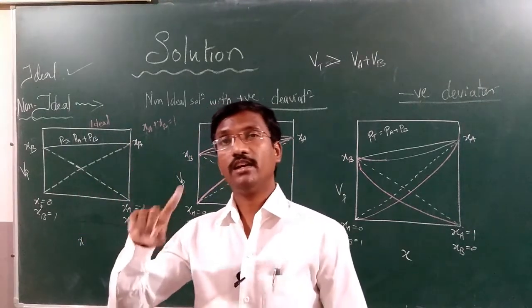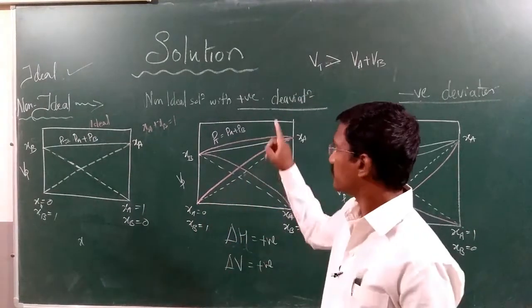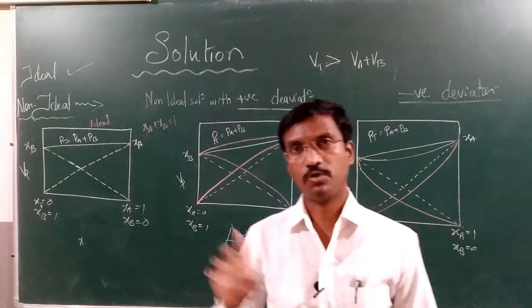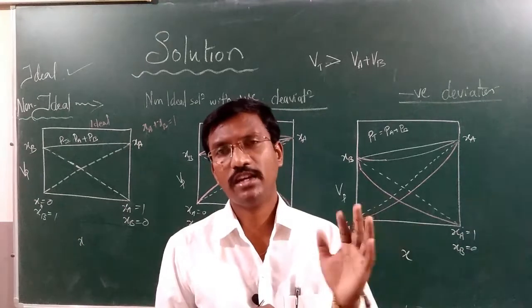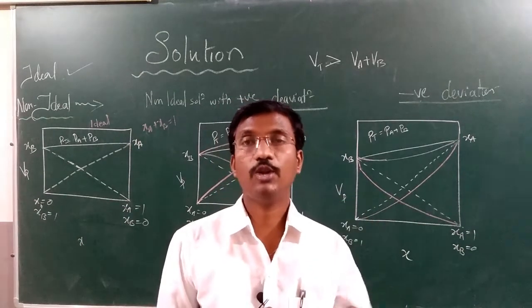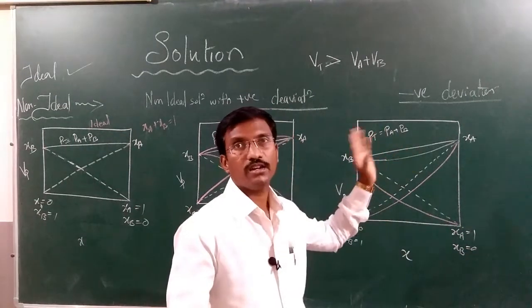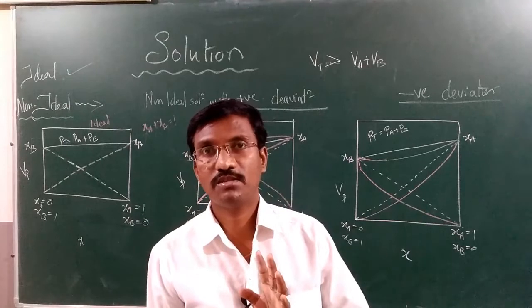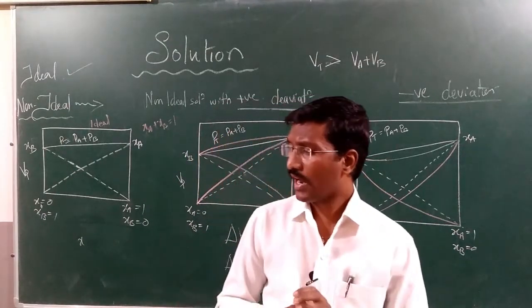In non-ideal solutions, if delta H and delta V are positive values, then it is called a non-ideal solution with positive deviation. If delta H and delta V together are negative, or if they decrease, then it is called non-ideal with negative deviation. I hope you can understand. The differentiation is important here. You just observe the differentiation and the examples.